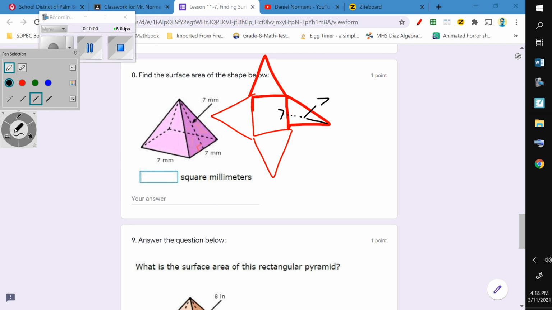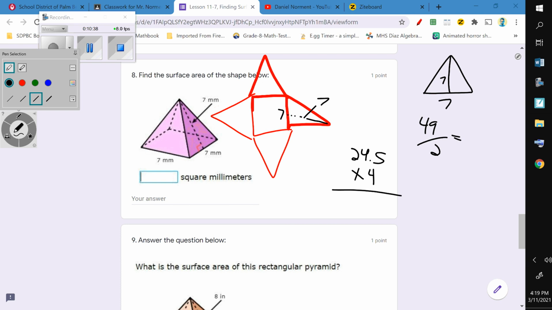So 7 is the base. So if you have a triangle which is a 7 by 7, well, yeah, you would multiply and then cut it in half. And 49 cut in half is going to be 24.5. Okay? So this is the area of each one of these triangles. It's 24 and a half. And you have 4 of those triangles. So multiply 24.5 times 4, and you get the area of all of these.